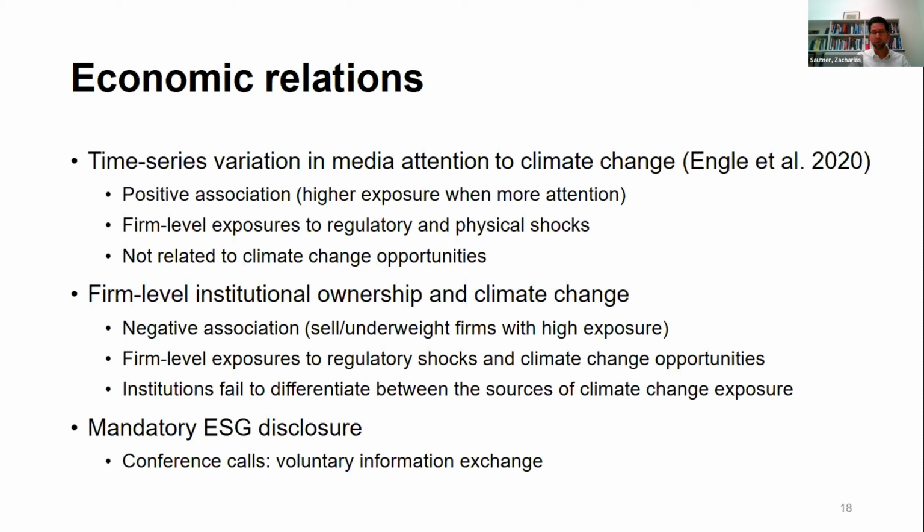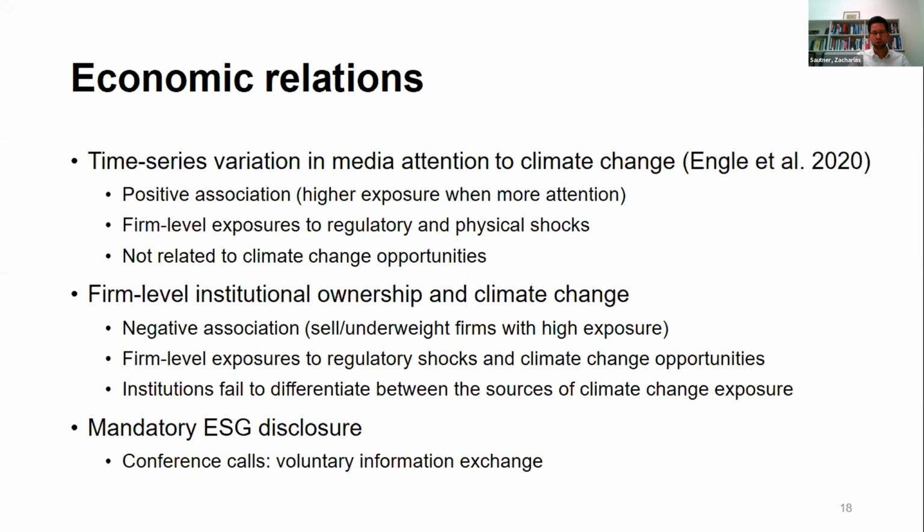We find that for regulatory and physical shocks, we don't find that to opportunities, which I think is sensible because, as was explained by Johannes, the measure that we use focuses mostly on the downsides and negative sentiment. We also find that firm level institutional ownership and climate change exposure are correlated in a negative way. So it seems that in firms where there's a lot of climate change exposure, institutional investors start selling or underweighting these firms in their portfolios.